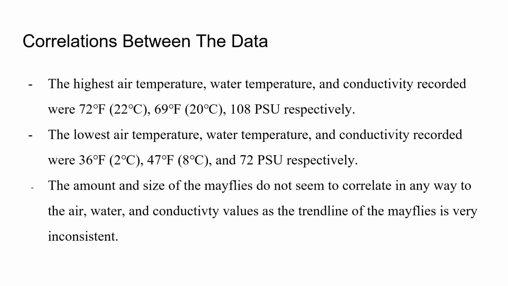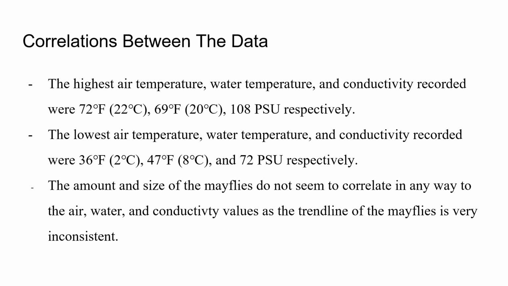After reviewing our data, we've concluded that the highest air temperature, water temperature, and conductivity recorded were 72 degrees Fahrenheit, 69 degrees Fahrenheit, and 108 PSU respectively. The lowest air temperature, water temperature, and conductivity recorded were 36 degrees Fahrenheit, 47 degrees Fahrenheit, and 72 PSU respectively.